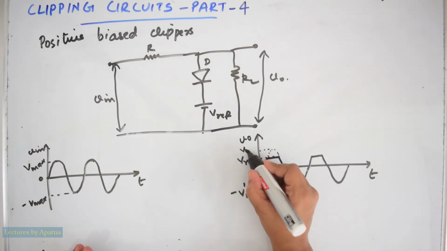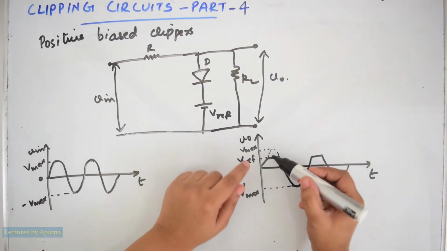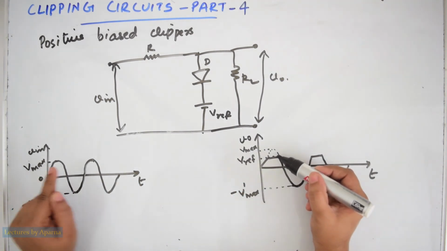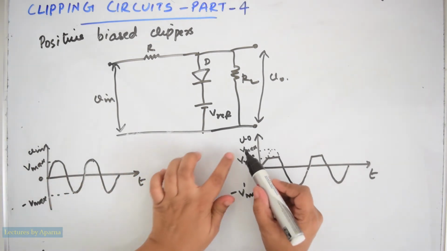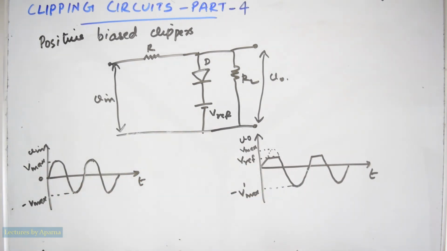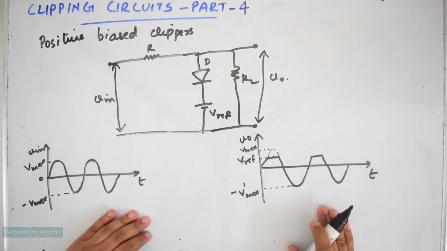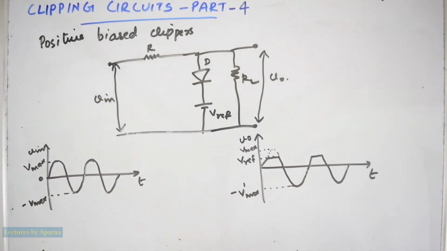The maximum voltage is V max. This is the input wave. This dotted line that is shown is the input signal. The maximum voltage in the input signal is V max. So let us discuss the working of this clipper. Let's discuss the negative half cycle first.